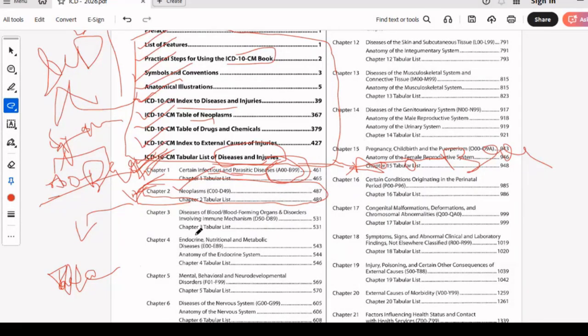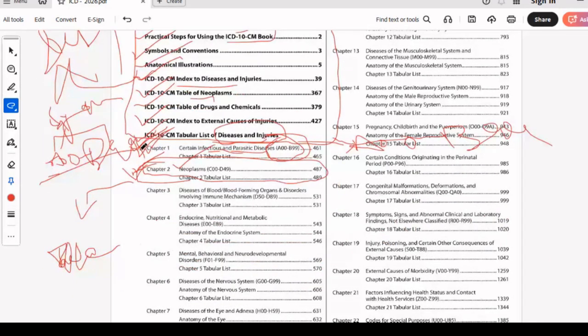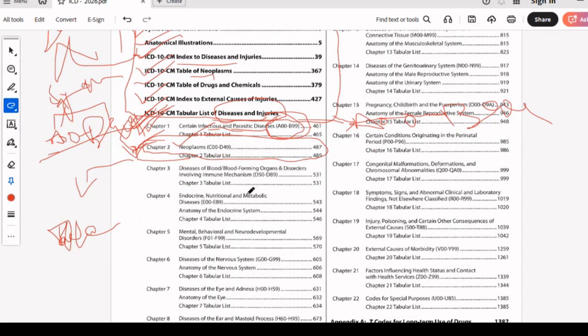And if you have a condition called kidney cancer, and you try to search for that code using the certain infections and parasitic diseases section, you will not get the code for the neoplasm. So this is one point we have to remember. This second chapter is related to neoplasms.